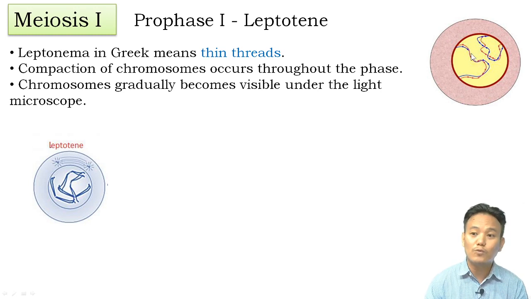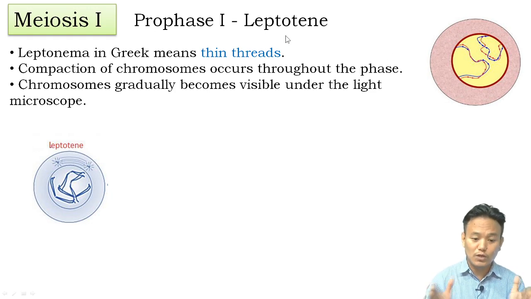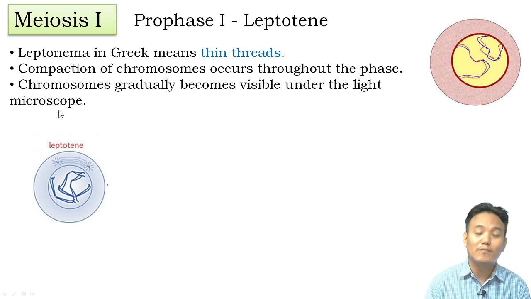The chromatin materials appear like thin threads. So that is why the entire stage is called leptotene, or thin threads. Compaction of chromosomes occurs throughout this particular phase. Chromosomes gradually start to become visible under the light microscope, since they are starting to become compact.